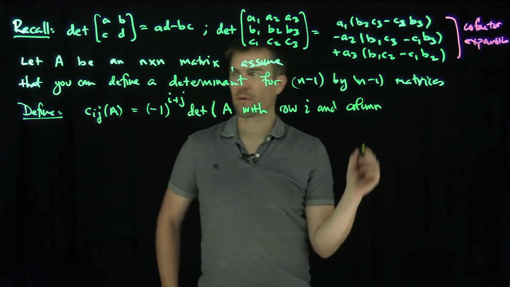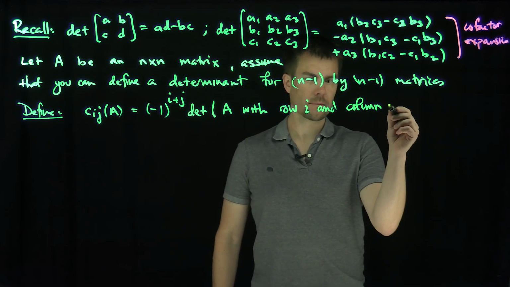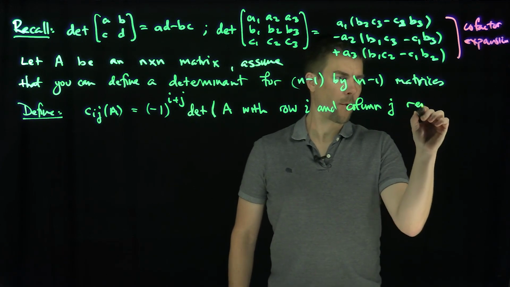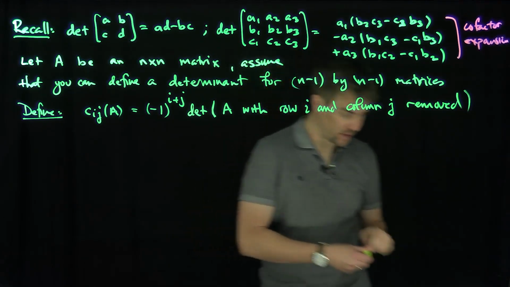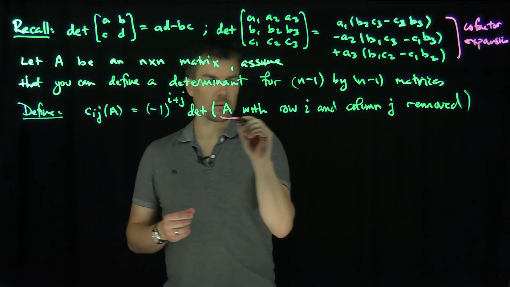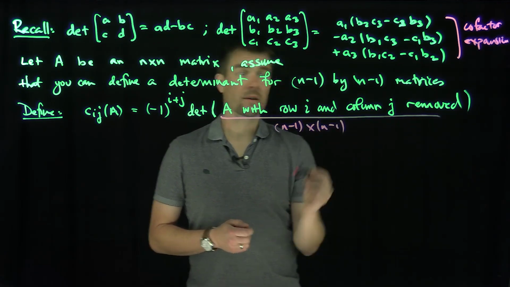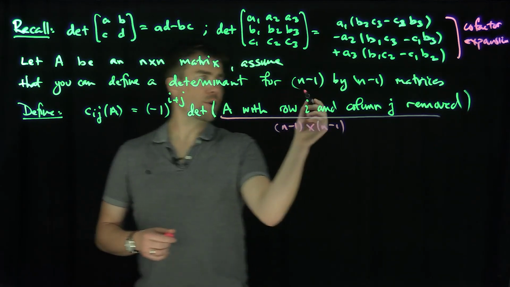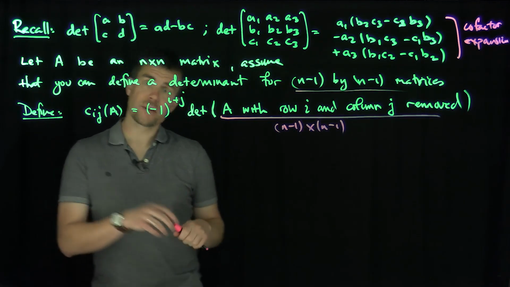So if you remove from your n by n matrix a row and a column, you will again have a square matrix, and that square matrix will be dimension n minus 1. So this is going to be an n minus 1 by n minus 1 dimensional matrix, and you know that you can compute a determinant for that. And so now I'm in a position to define the determinant for the n by n matrix.